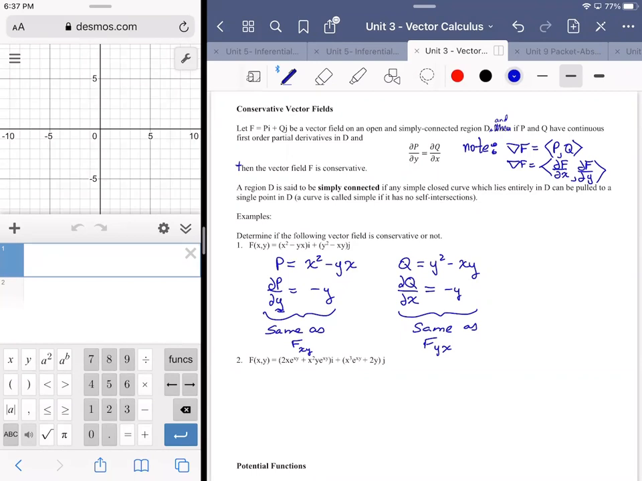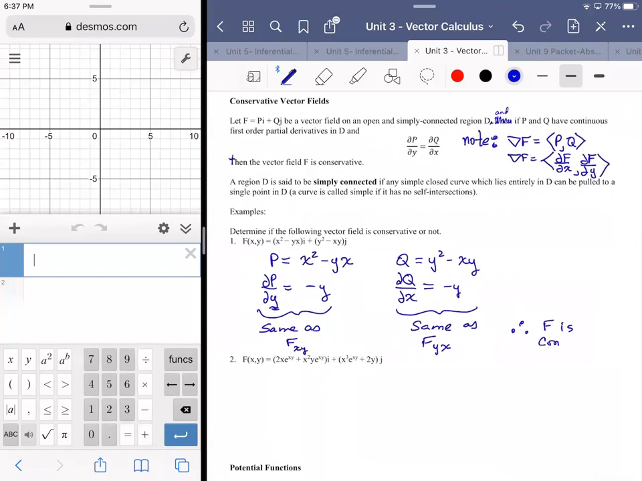Because this is rooted in something familiar to us, we know that the second order mixed partials should be equivalent to one another. If they are, that's a good thing. That means there's validity to what we're doing. But we're now just giving a name to that. So what we would say is, therefore, F is conservative. They can be a little bit more complicated, but I'll show you where this is going in a couple of minutes.